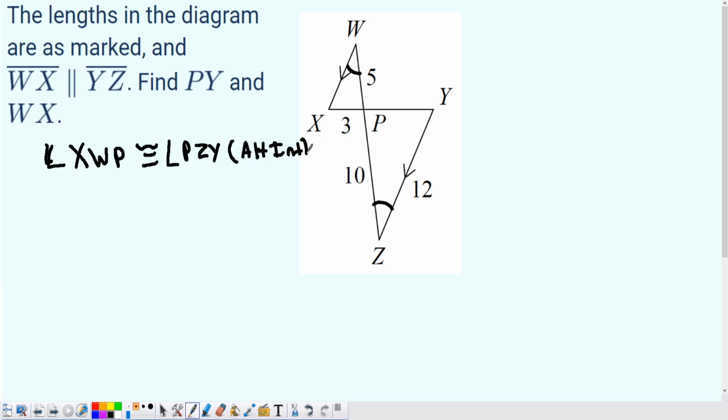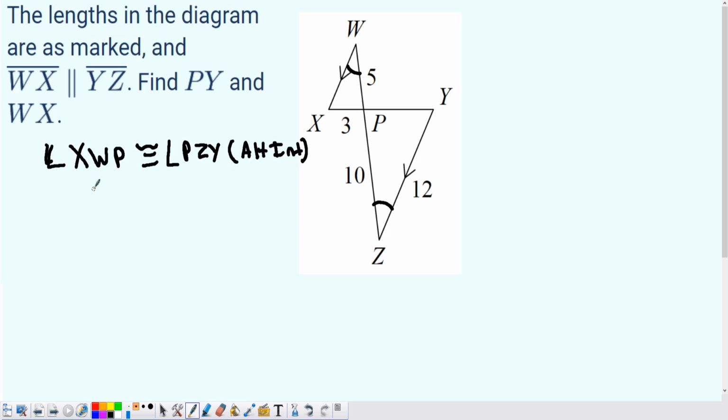And again, the reason I'm finding these angles is because I can't really do much with this information until I know that I have two similar triangles. If I do not know that the triangles are similar, I can't make any ratios. So, are there any other ways that I can get congruent angles?